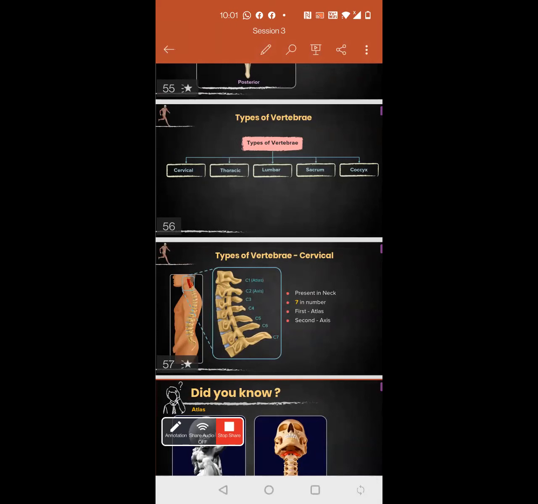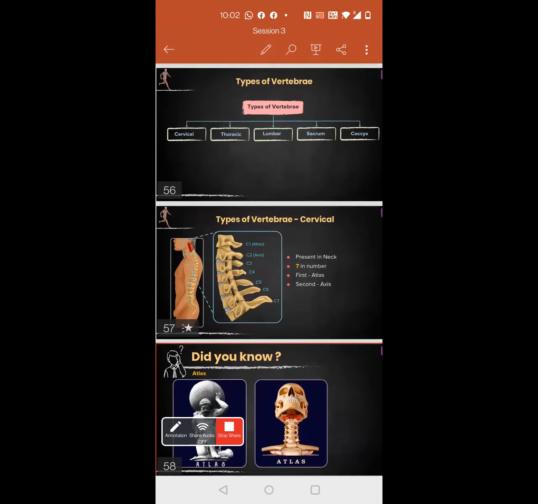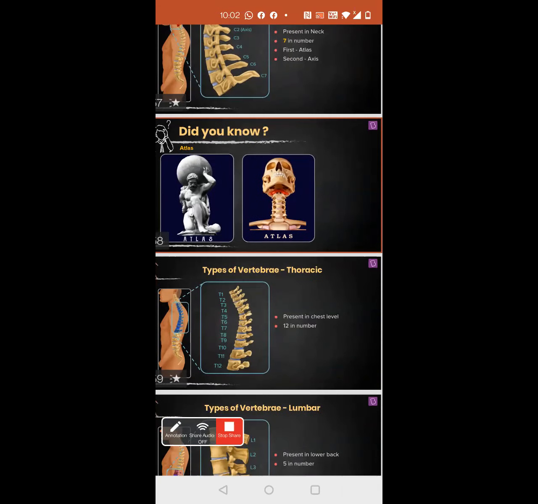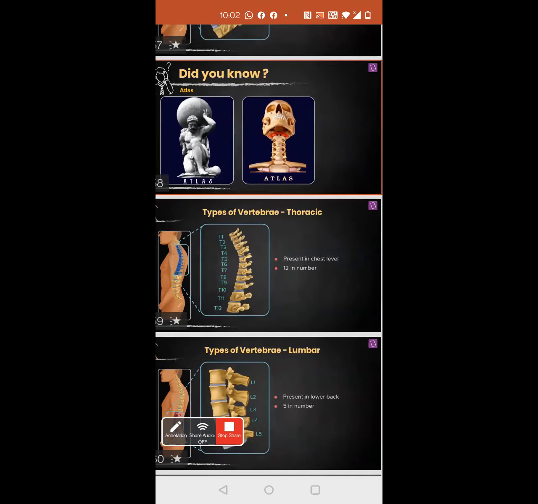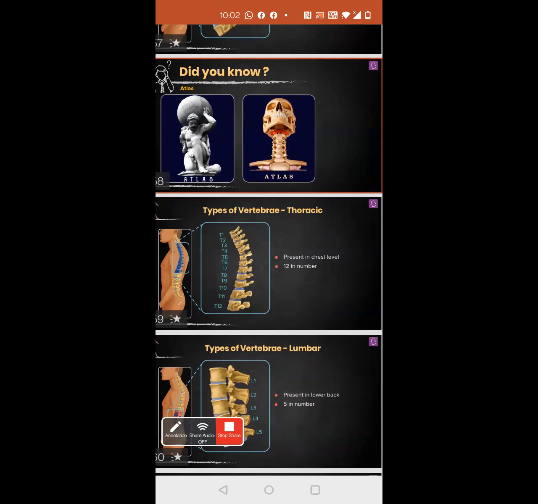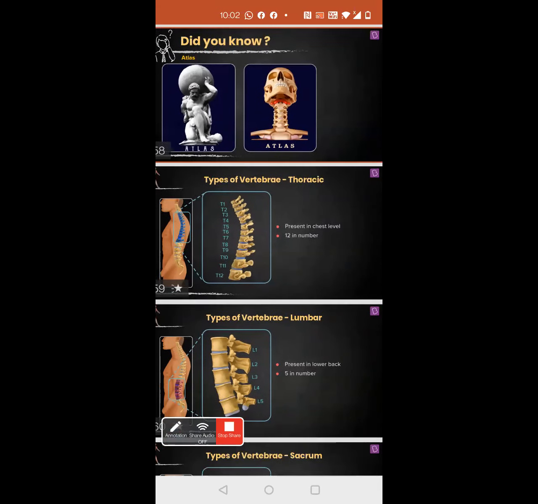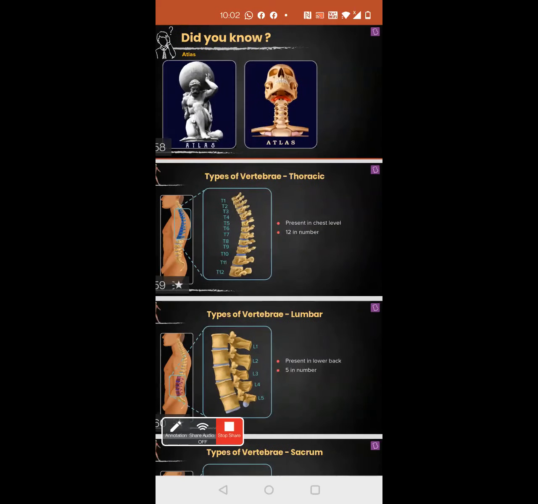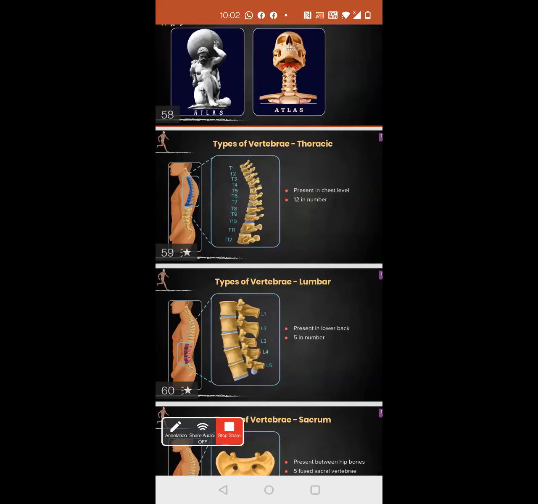At the starting of the vertebral column, the first vertebra that is present is atlas, and the second one is axis. First is atlas, second is axis. It's named after a Greek god. I'm not very sure of the history behind it, but this is the name.